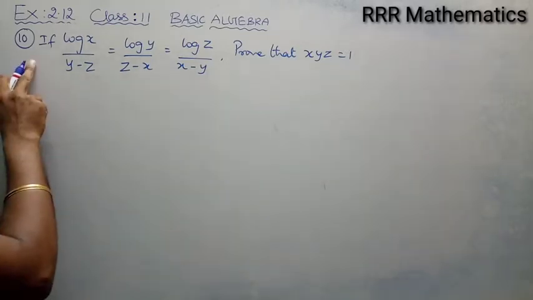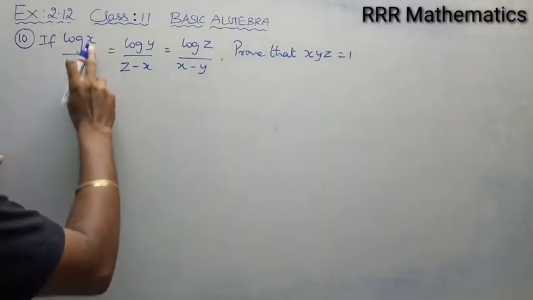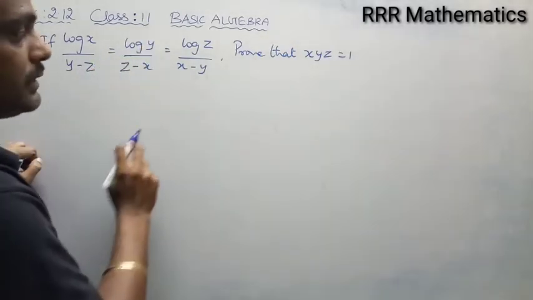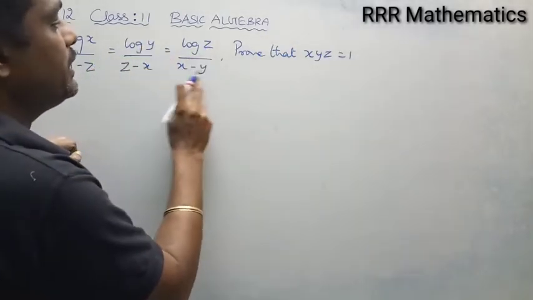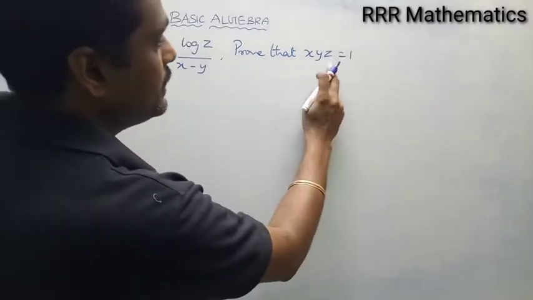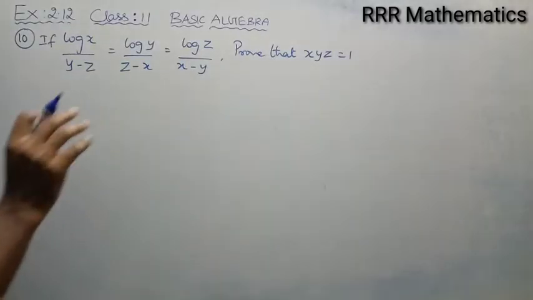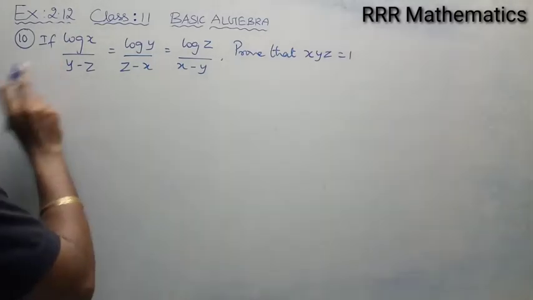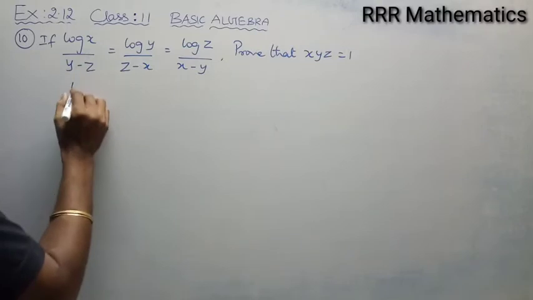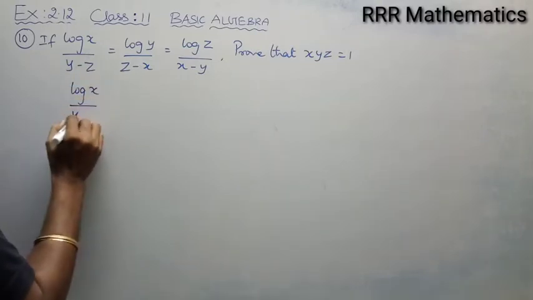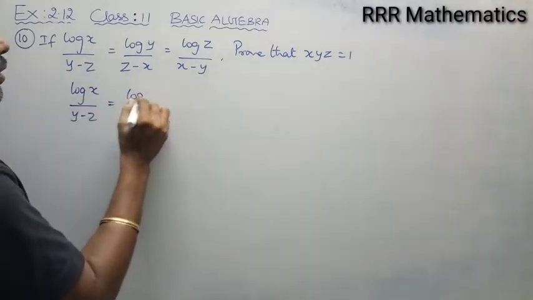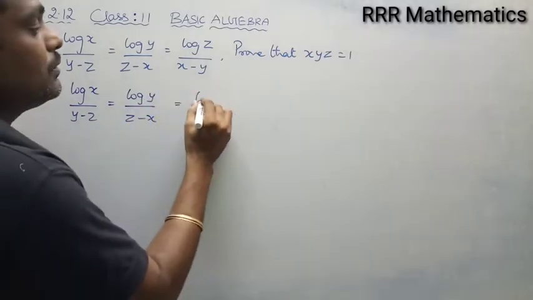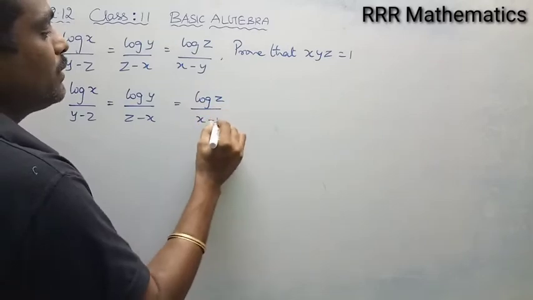Now question number 10. In this case, if log x by y minus z, which is equal to log y divided by z minus x, which is equal to log z divided by x minus y, then prove that x into y into z equal to 1. It's little different when you see, but what you want to see here mainly the given data. If log x by y minus z, which is equal to log y divided by z minus x, again which is equal to log z by x minus y.